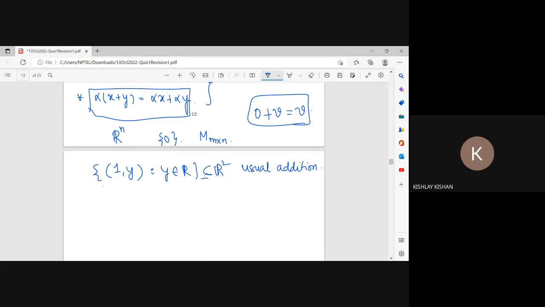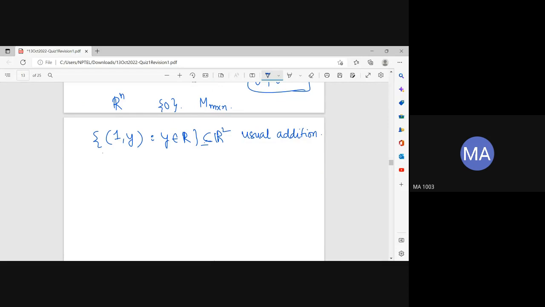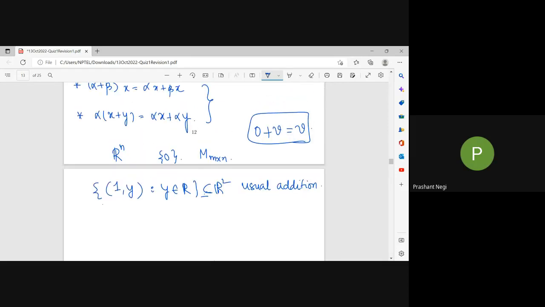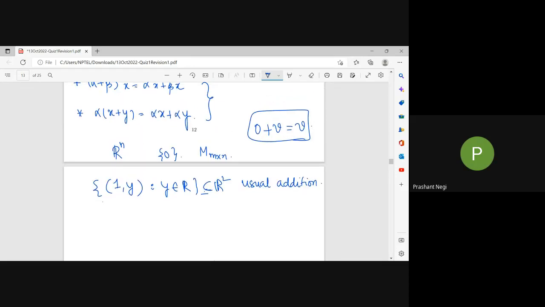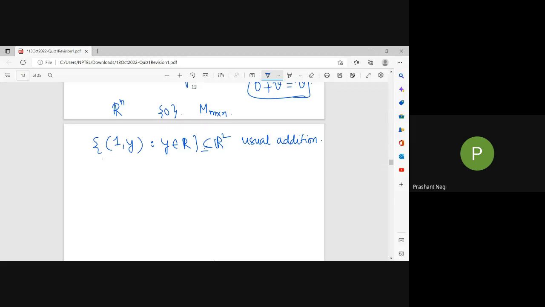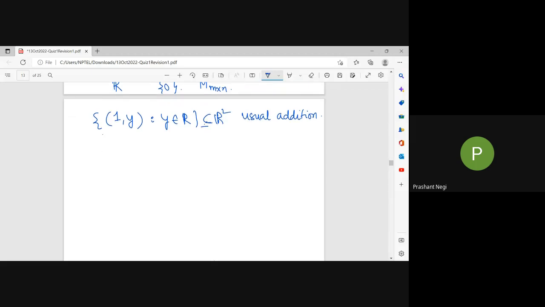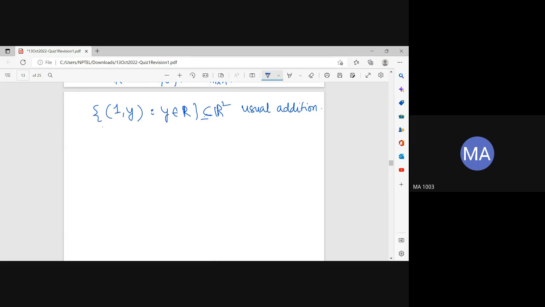Ma'am, can you explain how it is not closed, from the basics? Yeah, I will. If the addition is defined differently, then we can say it is a vector space. Here it is the usual addition. That's why we are calling it not closed. If we change the addition, it will be a vector space. This has been discussed in my week 3 live session, so you can go back and watch.